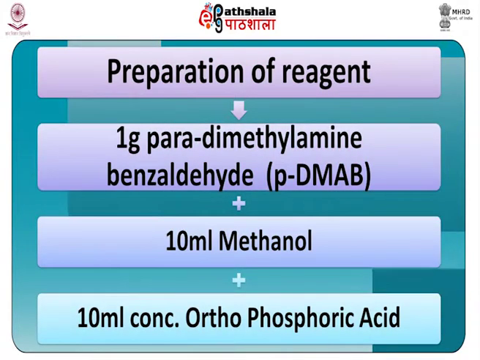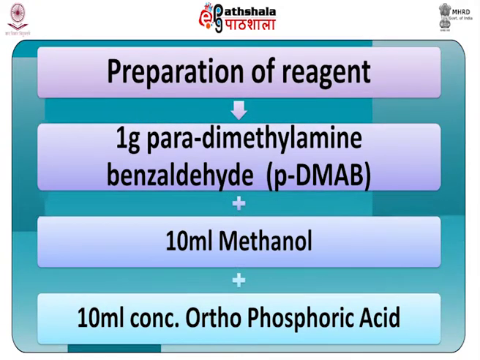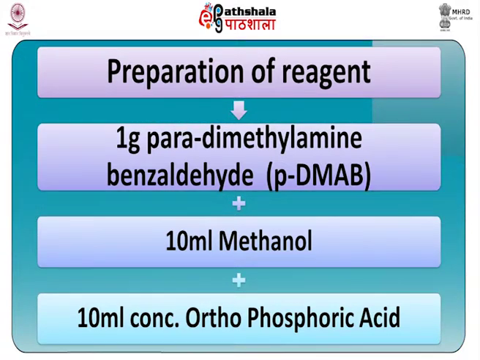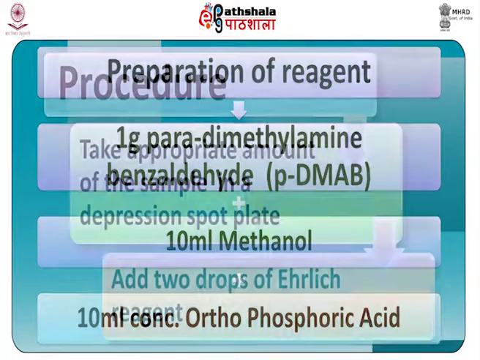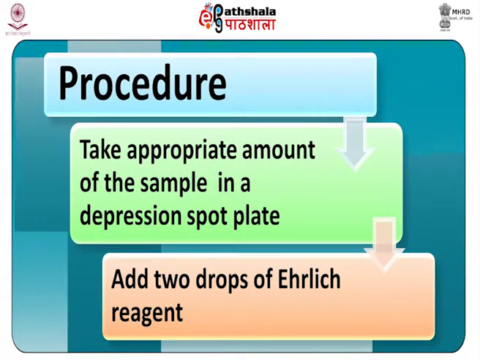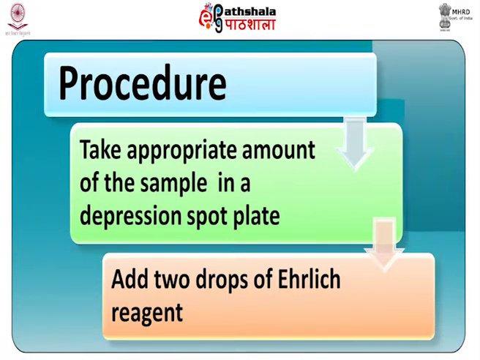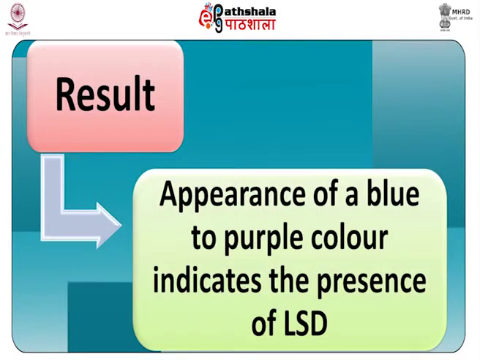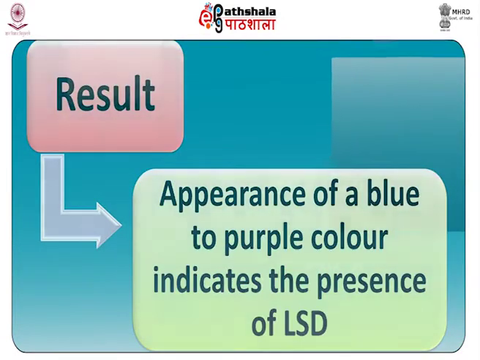Next test is the Lysergic reagent test. First is the preparation of reagent. 1 gram of para-dimethylaminobenzaldehyde, that is PDMAB, is dissolved in 10 ml methanol and 10 ml concentrated orthophosphoric acid is added to it further. Procedure: take an appropriate amount of the sample or a few drops of methanol extract of the sample in a depression spot plate and add 2 drops of Lysergic reagent. Appearance of a blue to purple color indicates the presence of LSD.